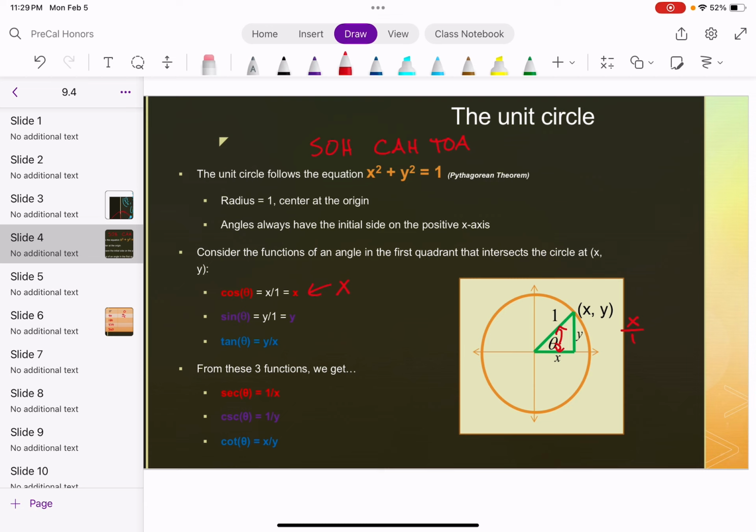If you were looking at your sine, what will end up happening is you are looking at your opposite over hypotenuse. Opposite would be y, and your hypotenuse would be 1. So y over 1, which is equal to y. Tangent would be opposite over adjacent, or y over x.